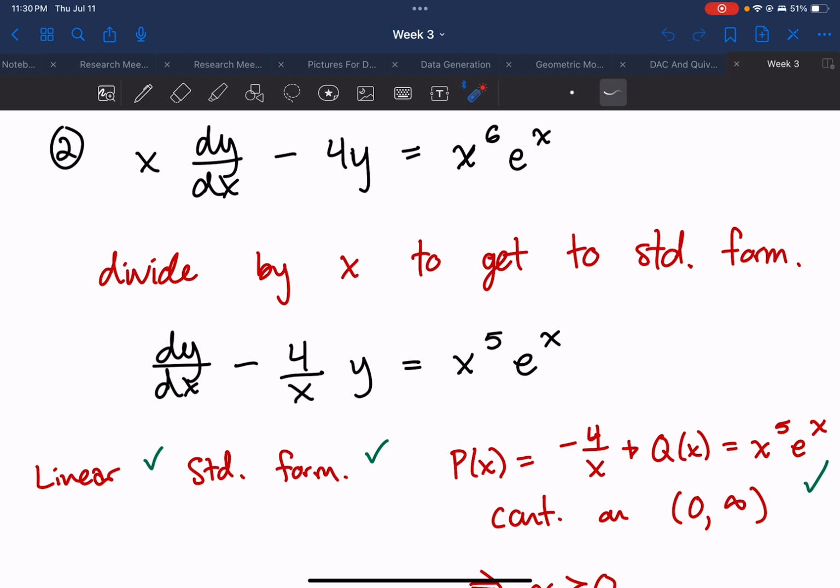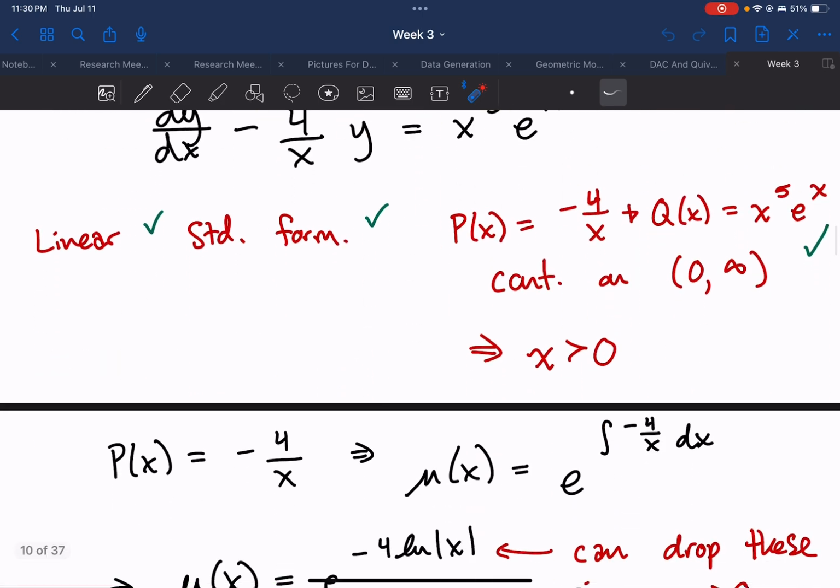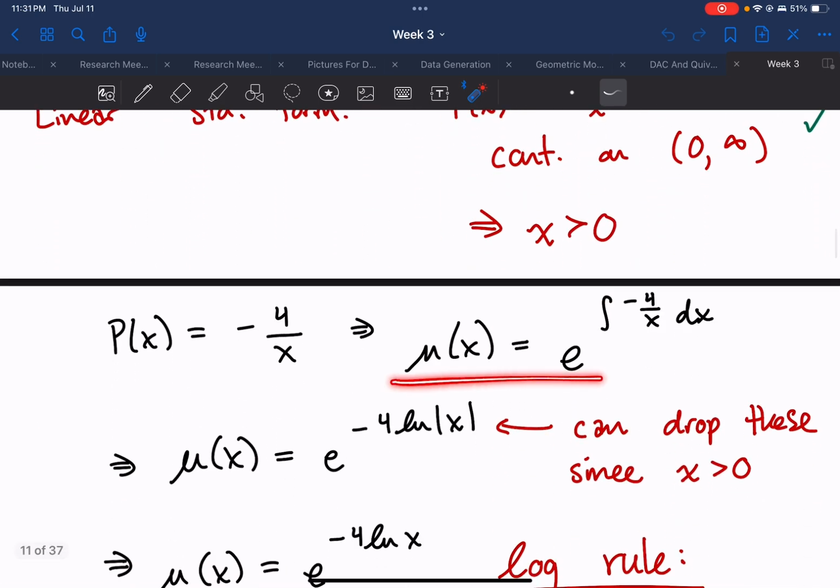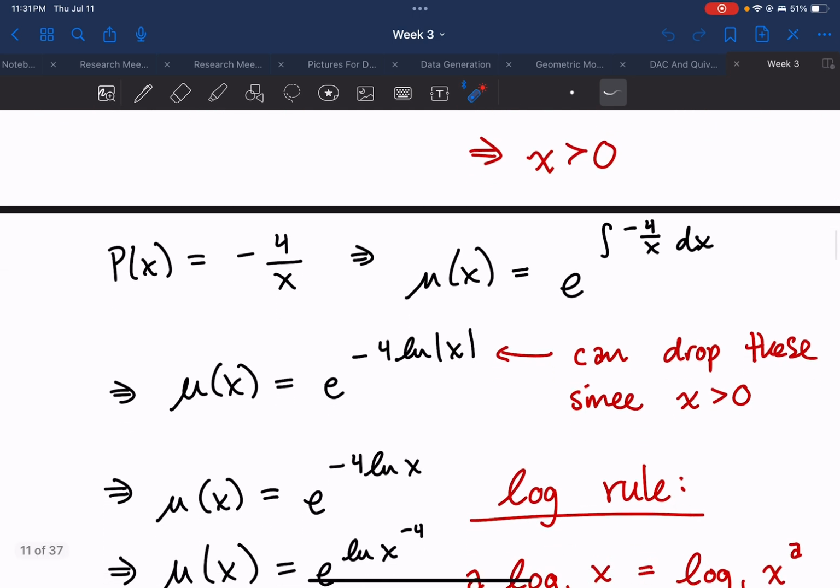So how do I find my integrating factor to solve this? Well, I'm just going to raise e to the integral of negative 4 over x dx. Now, when you integrate this, the integral of 1 over x is the natural log of the absolute value of x. The negative 4 is a constant, so it can just slide out front. And I get mu of x equals e to the negative 4 natural log of the absolute value of x.